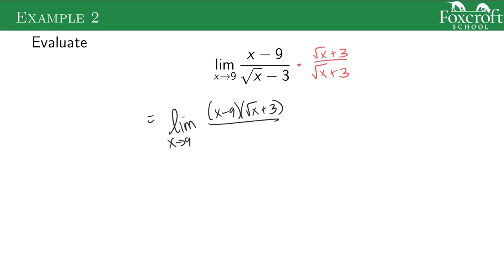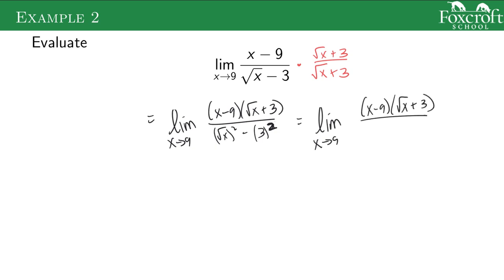I'm going to get the square root of x squared minus 3 squared. Oops, squared, not cubed. And what is this going to simplify to? The square root of x squared, the square roots cancel. 3 squared is 9. And you can see that because we didn't multiply the top out, this x minus 9 cancels out with that x minus 9. This whole expression becomes square root of x plus 3.